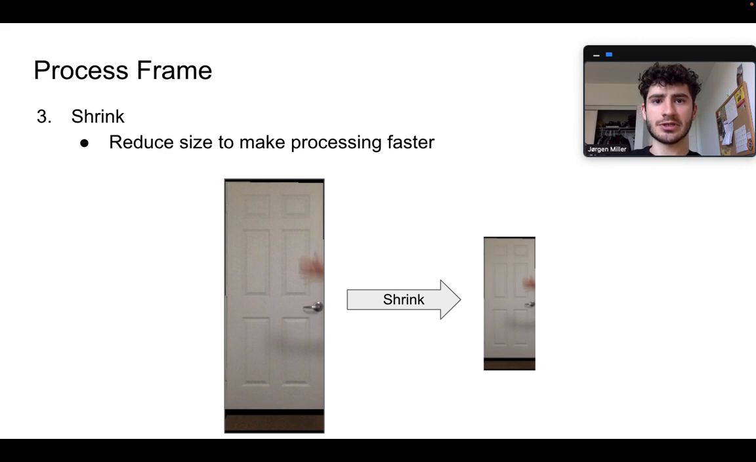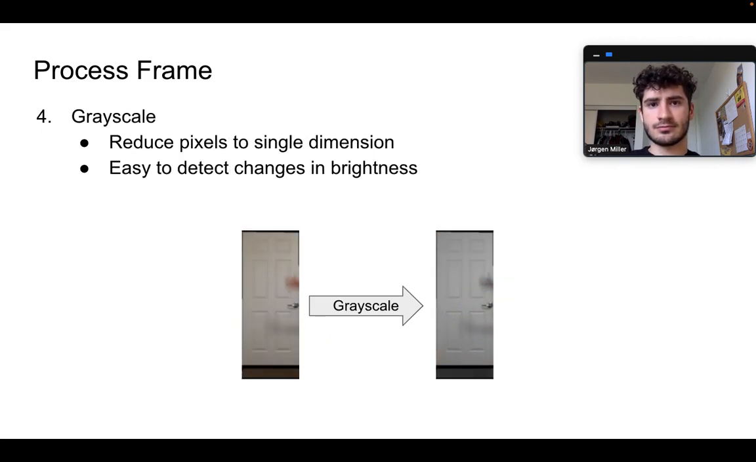I then shrink the image. This reduces the size to make processing faster, and I don't need the high detail of the original image. I then grayscale the image to reduce the pixels to a single dimension, which makes comparison easier. It's very easy to detect changes in brightness in this way. A potential issue here is that a same brightness is not considered change.